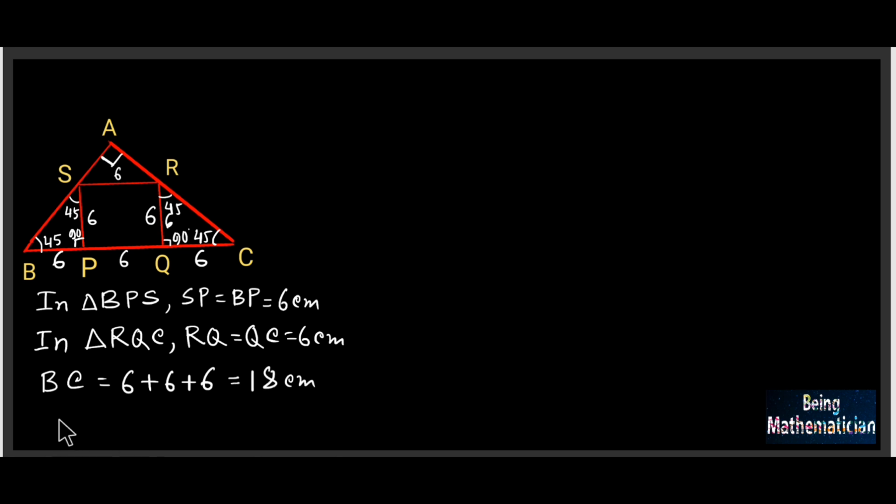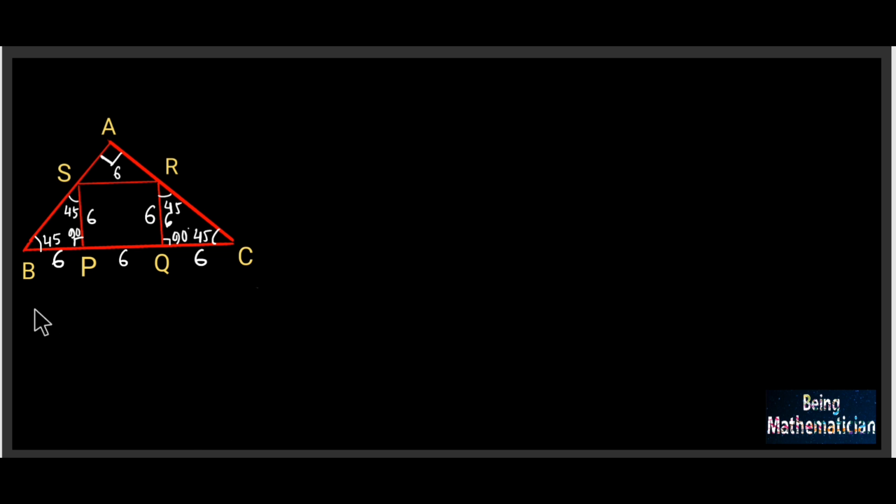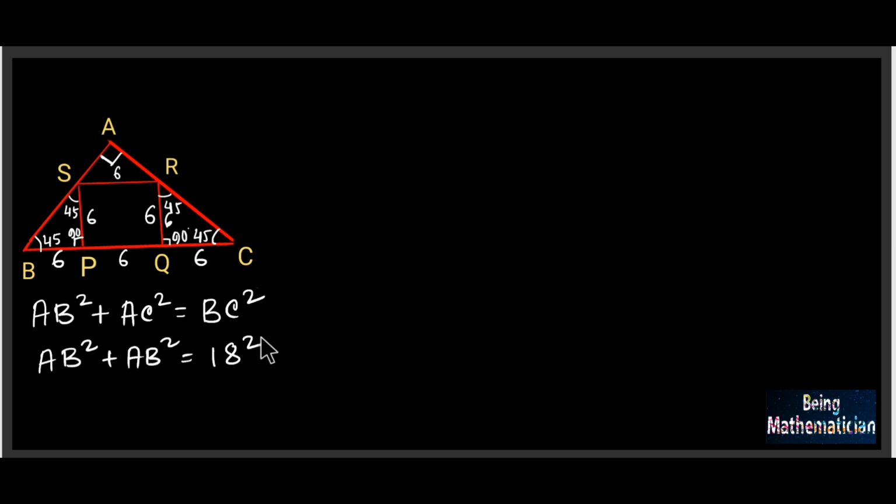And we know that AB is equal to AC. So by Pythagoras theorem, we can say that AB square plus AC square is equal to BC square. Now AB is equal to AC, so we can write AB square plus AB square is equal to BC square. BC is 18 square. So 2AB square is equal to 18 square. So AB is equal to 18 by root 2 centimeter.